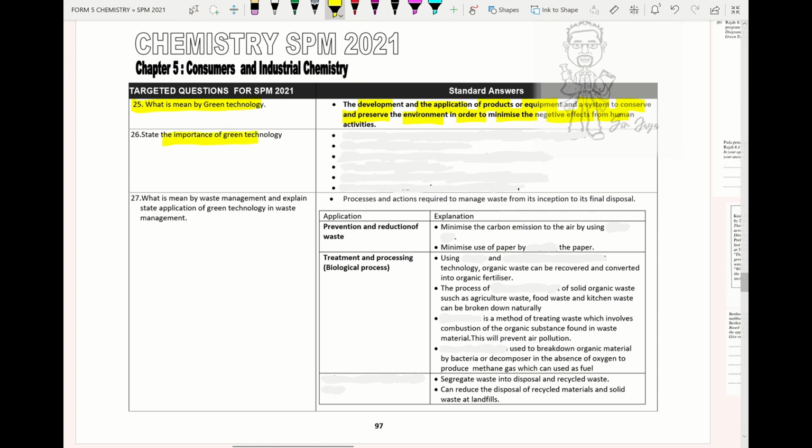So next we check the importance of green technology. The first importance is to reduce carbon emission by light vehicles, heavy vehicles, and factories. So we can use hybrid cars, solar electric cars, all that. All right, next one, to improve the quality of air and water, and also to conserve and preserve the ecosystem and natural resources, and reduce disposal of pollutants.